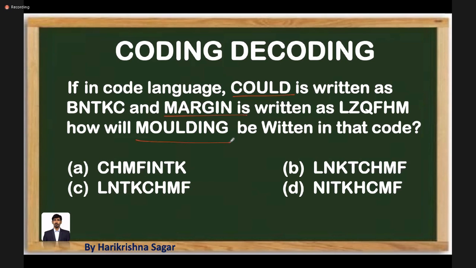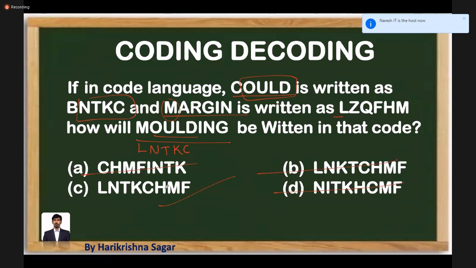They are asking molding. If you observe, M is available here. What is the code for M? That is going to be L. OULD is available in this. What is OULD from this? NTKC. Your answer choice must start with LNTKC, which is available as option C. Mark it as answer choice.